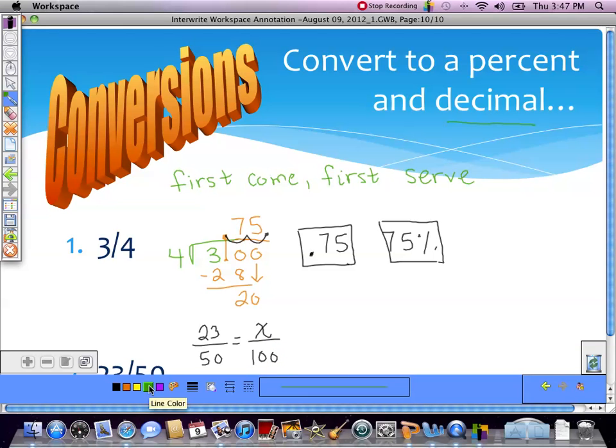So let's try it. Just ask yourself, 50 times what will get me to 100? And the answer is 2. And to keep this an equivalent fraction, whatever we do to the bottom, we have to do to the top. 23 times 2 is 46. So out of 100, this is 46%.